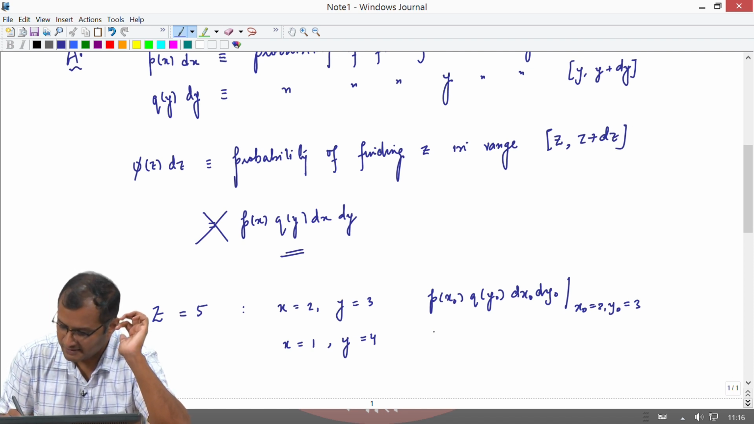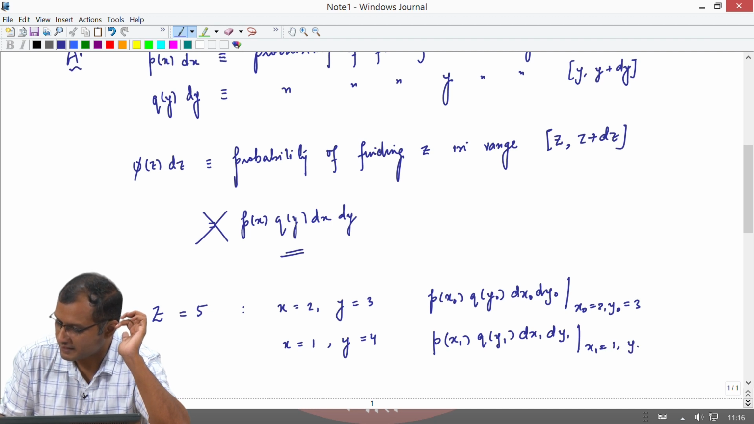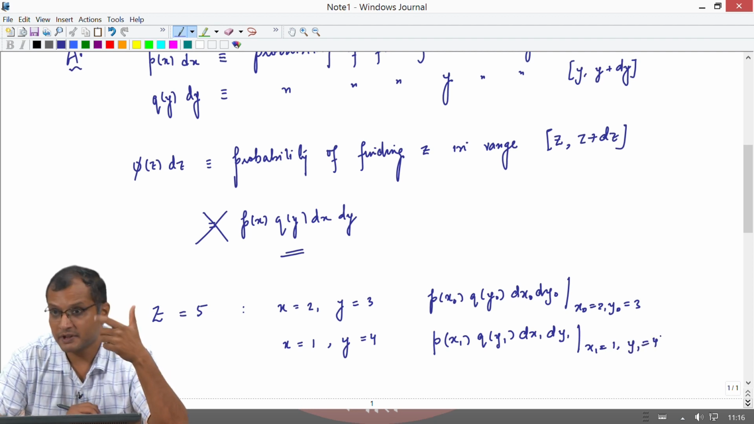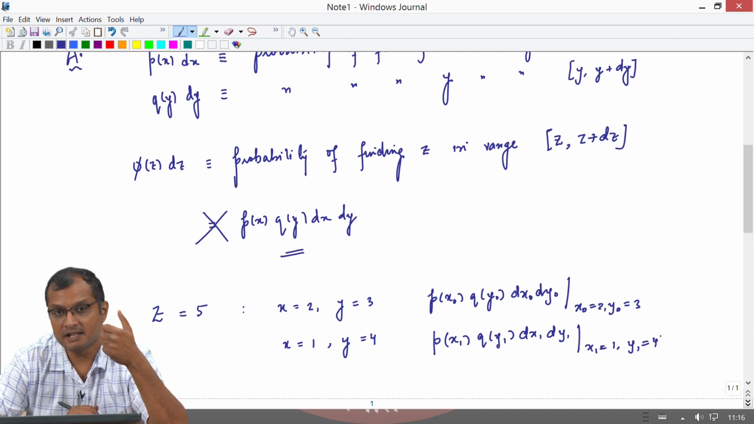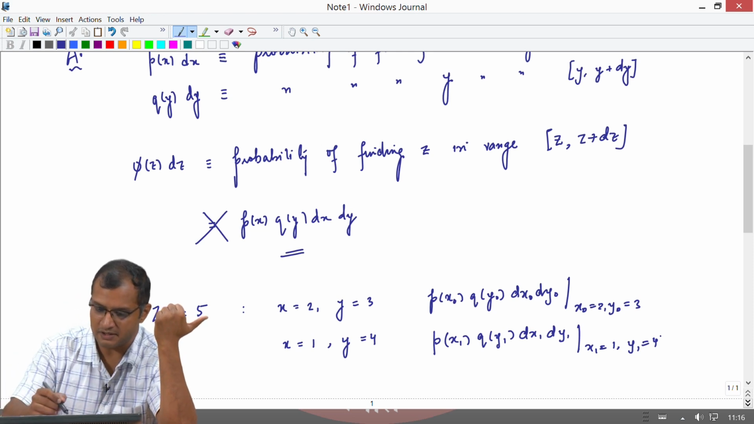But if I consider this p at some x1, q at y1, d at x1, d at y1, where x1 is equal to 1 and y1 equals 4, well, this will also give me the probability of getting z in the neighborhood of 5, because 1 plus 4 is also 5. So, certainly what I have written here is not right.